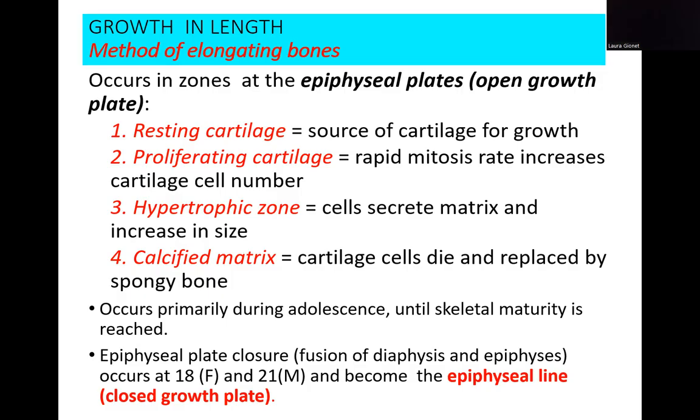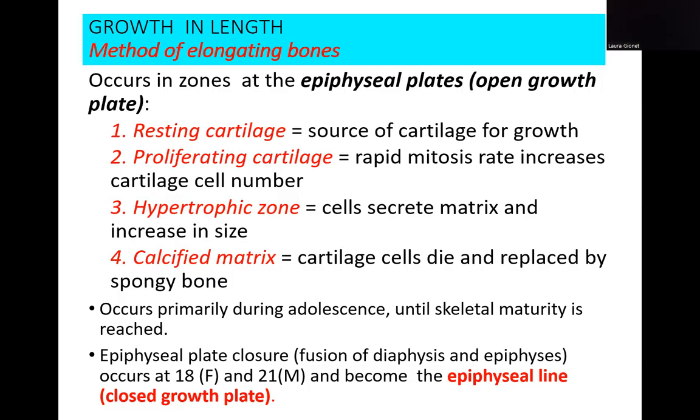That then is followed by calcified matrix. Right? And this is where now we have transitioned from cartilage to bone cells. And this will be a beautiful example of spongy bone. So this is where cartilage cells die and are replaced by spongy bone, by the osteocytes that are now making spongy bone. This occurs primarily during adolescence until skeletal maturity is reached.